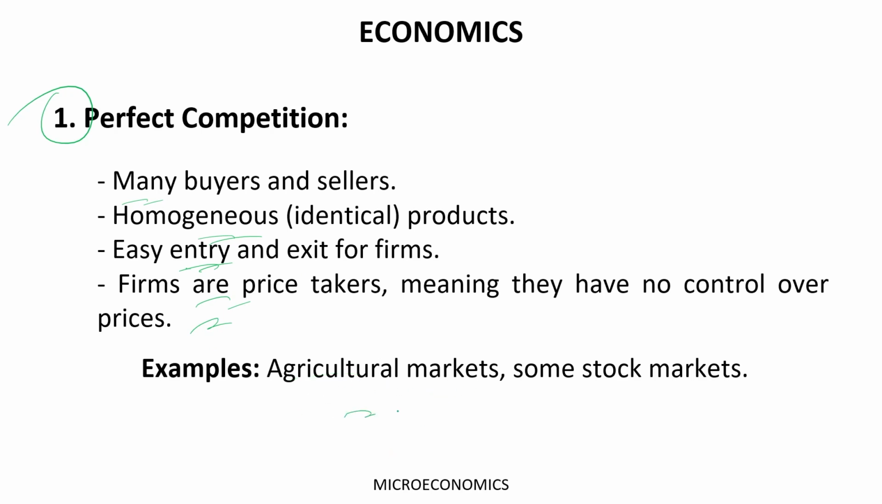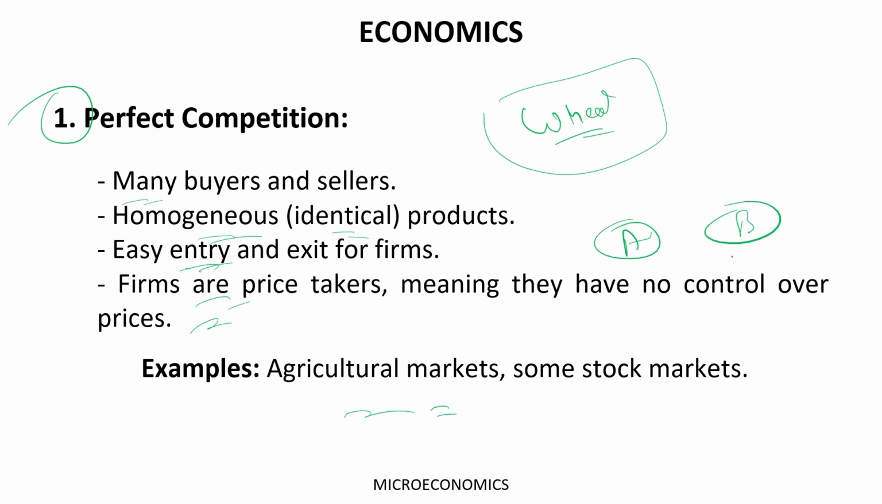The best example of it is the agriculture market, because if you go to the wheat market, wheat is an agriculture product. You can see many people selling the wheat, and many people buying the wheat. Wheat is almost homogeneous. If A and B are selling the same product, there is almost no difference between them. Thereafter, there is easy entry and exit for the firms. Anyone can come and anyone can go out.